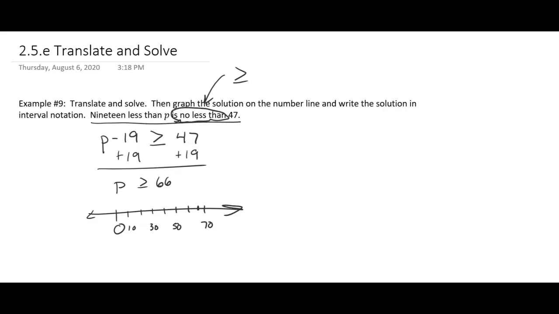Usually graph in green. Okay, so greater than or equal to 66. It's going to look like this. I'm going to go ahead and write the 66 in there so I remember that's where it's at. And then the interval notation is going to be bracket 66 to infinity.